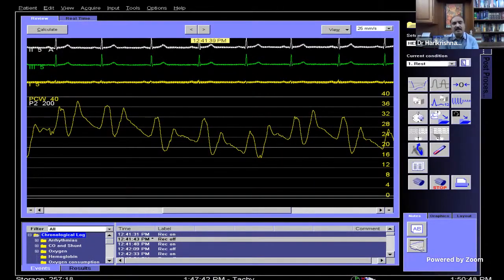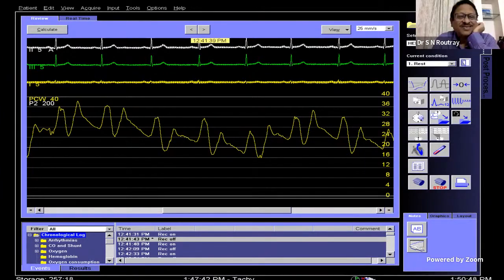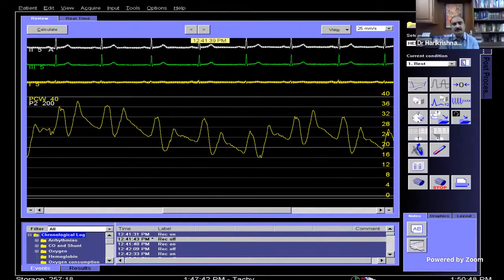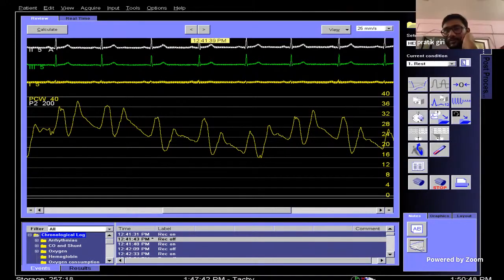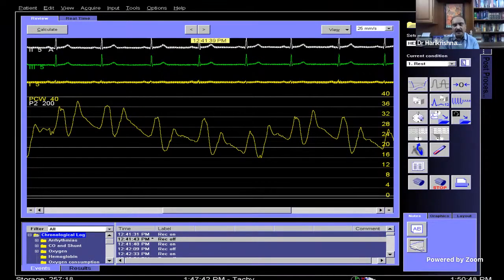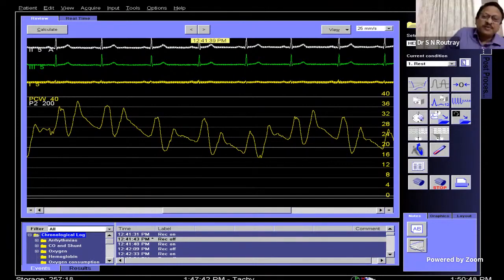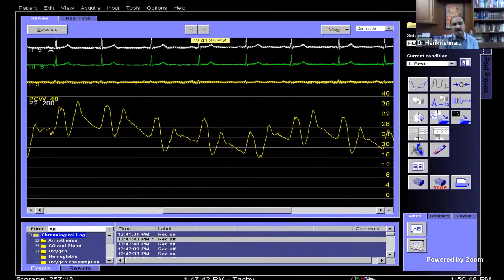Can somebody analyze this? What tracing is it? Everything is written there. So is it atrial, ventricular, or arterial? Atrial. Atrial can be left atrial, right atrial, or it can be a pulmonary capillary wedge also. Okay, this is a pulmonary capillary wedge. So what does it show?